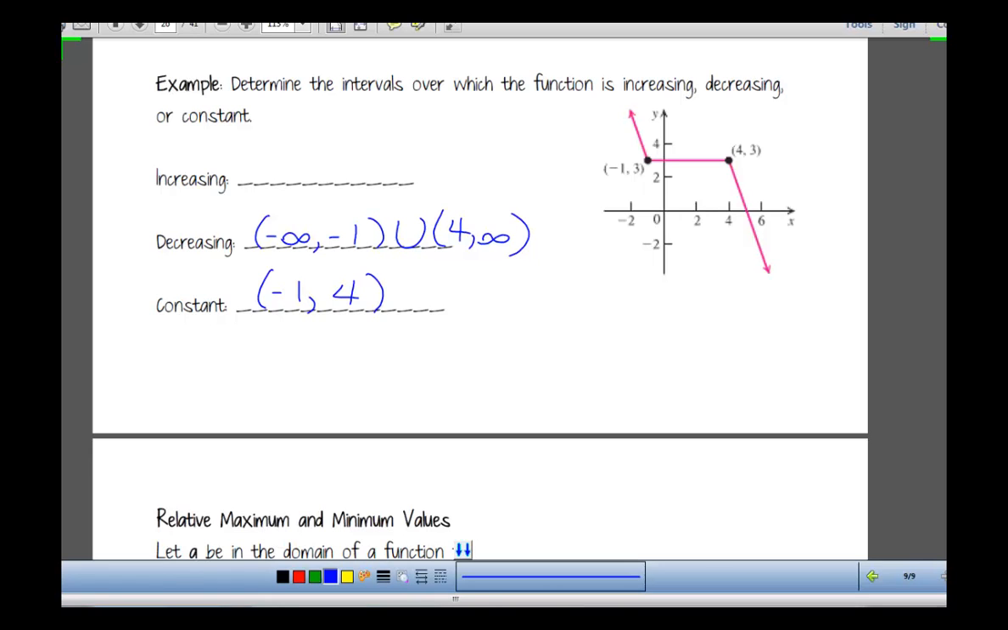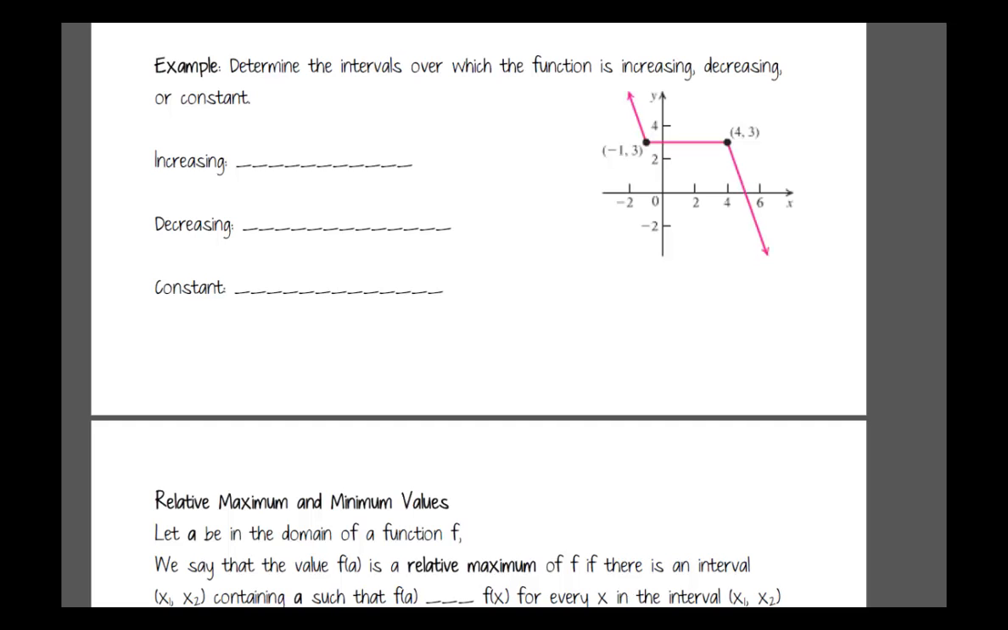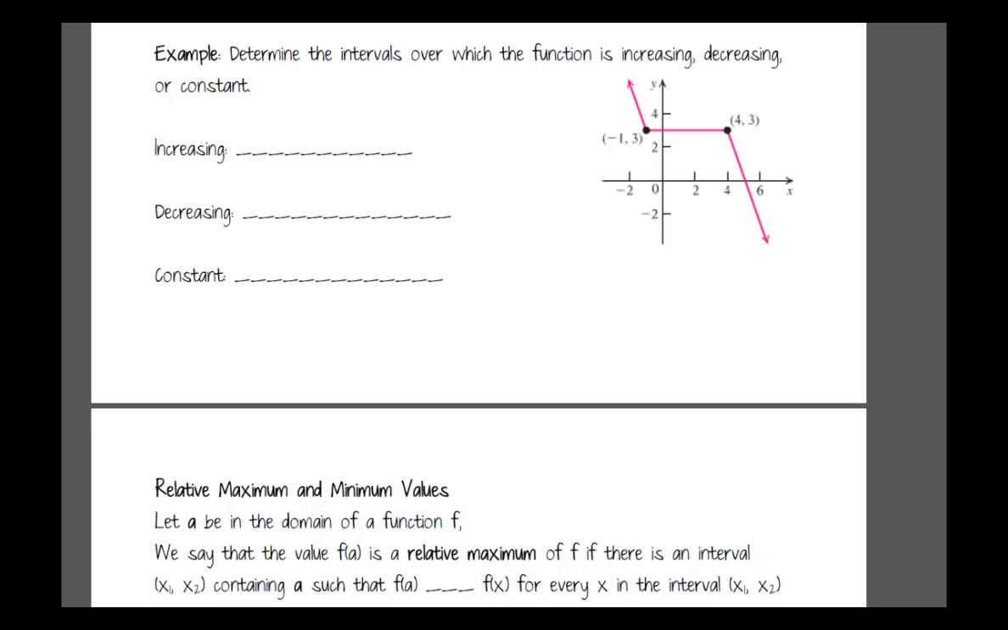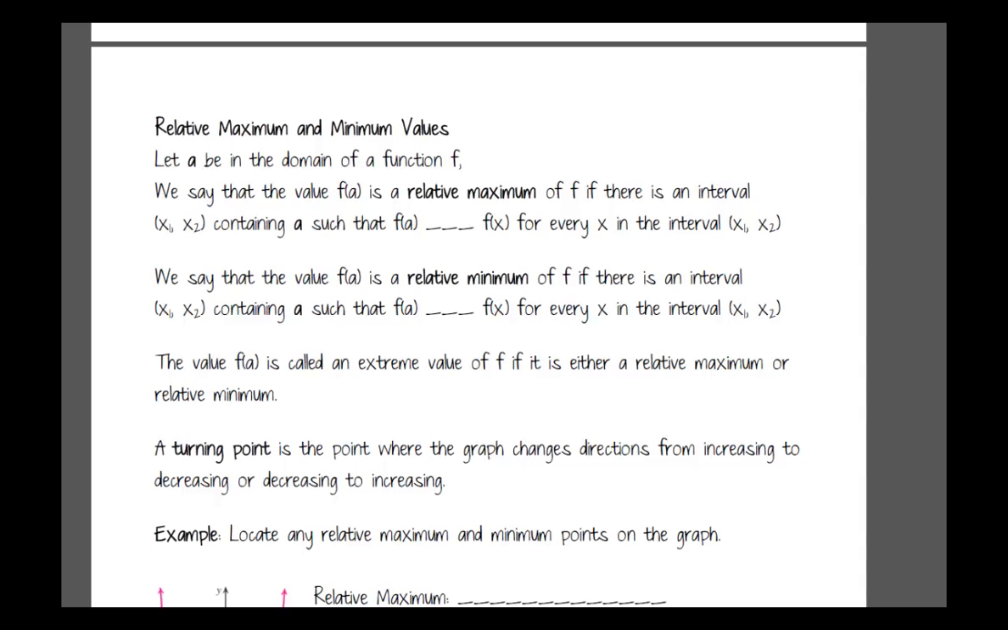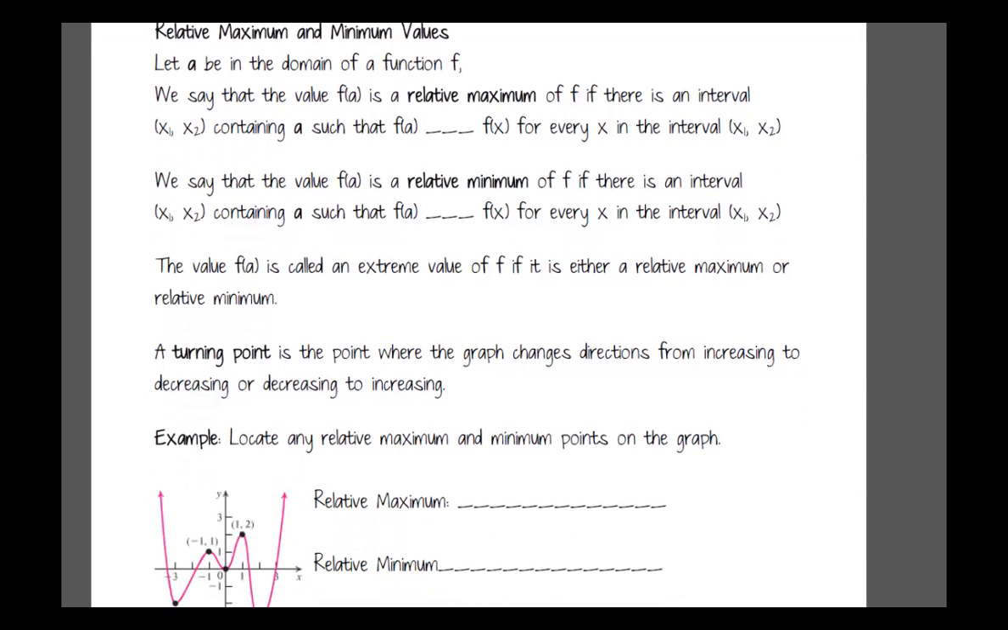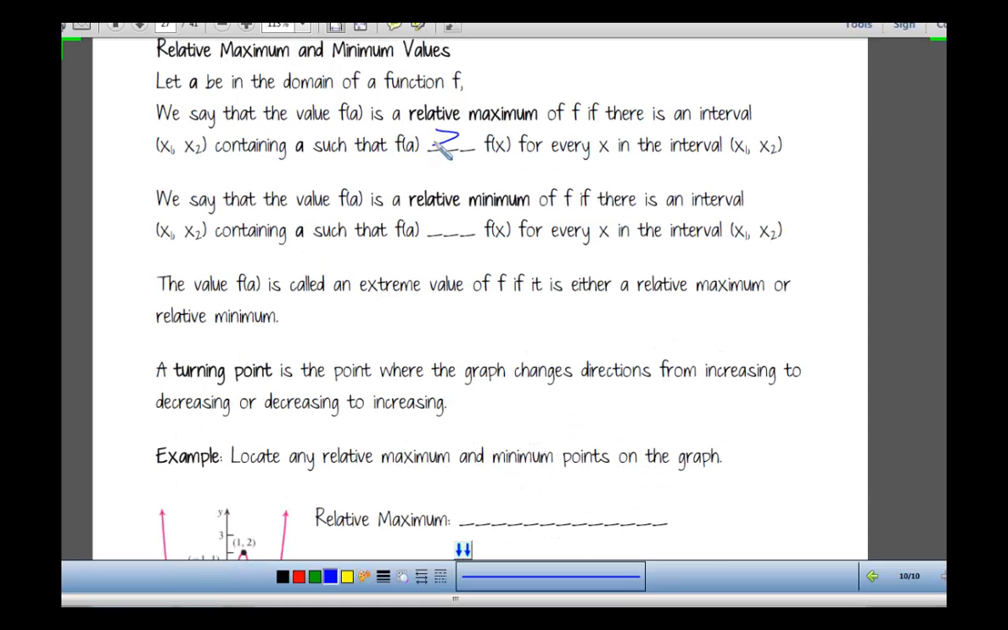Okay, very good. All right, we want to talk a little bit about relative max and min. All right, it says let A be in the domain of a function f. We say that the value f of A is a relative maximum of f if there's an interval x1 to x2 containing A such that f of A is greater than f of x for every x in the interval x1 to x2.